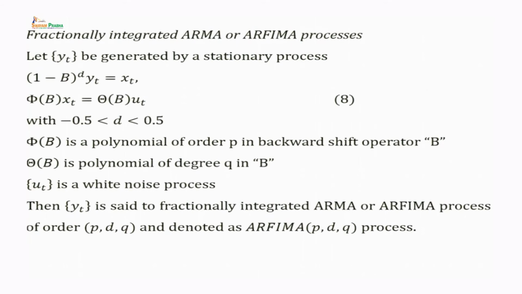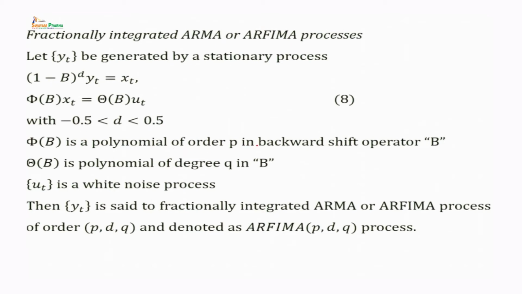Now, we define fractionally integrated ARMA or ARFIMA processes. So, suppose y t is generated by a stationary process (1 minus B) to the power d y t equal to x t. And then this x t follows a stationary ARMA process phi B x t is equal to theta B u t, and d lies between minus 0.5 and 0.5.